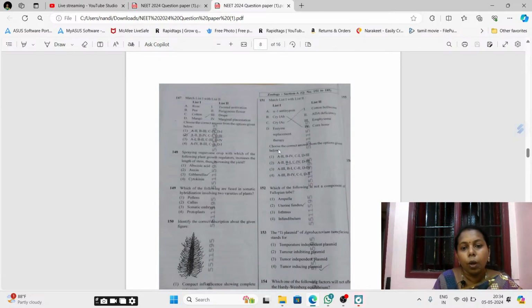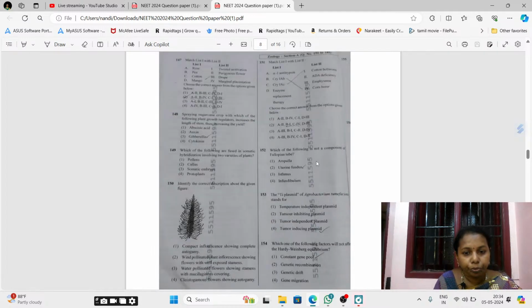Option 2, 150. 151. Alpha 1 antitrypsin, emphysema. Cry1Ab, corn borer. Cry1Ac, cotton bollworm. Enzyme replacement therapy, ADA deficiency. So 151 is in the option 4. Alpha is 3, and B is in the 4, and C is in 2. Alpha 1 antitrypsin is emphysema. 1Ab is corn borer. B4 and Ac is cotton bollworm. C1. Of course, it is in the option 4.